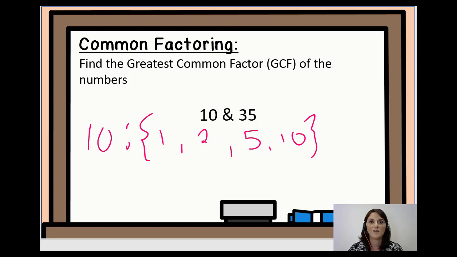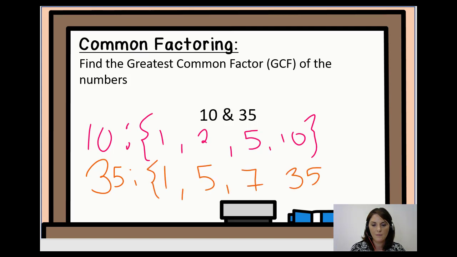Okay, next let's make our list for 35. Go ahead. Okay, so for 35, 1 times 35 is 35, and 5 times 7 is 35. So the greatest common factor between them is 5.